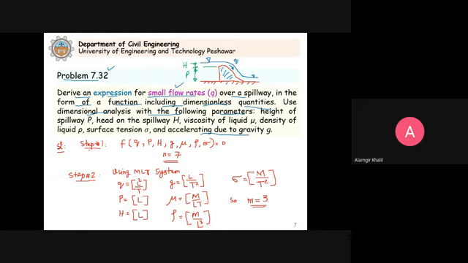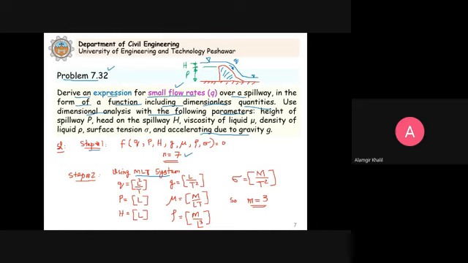Now the first step is to identify and list the parameters. So this is how you will list the various parameters and you will calculate n. So the number of parameters are 7. So I will try to be a bit quick here. So the second thing is you select the MLT system and we define here the dimensions of the different parameters.